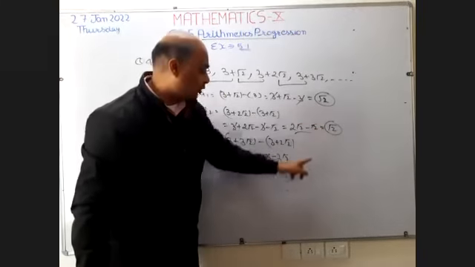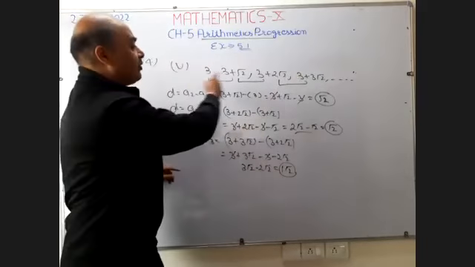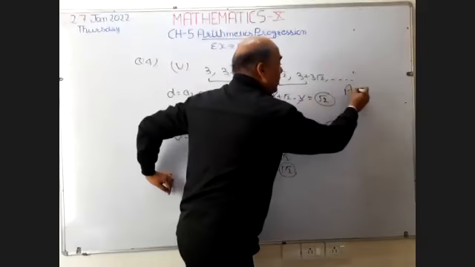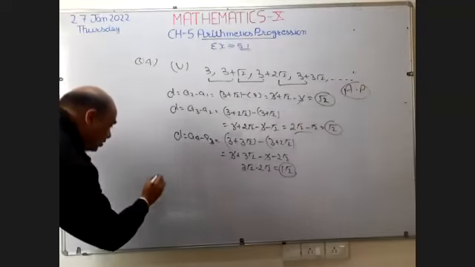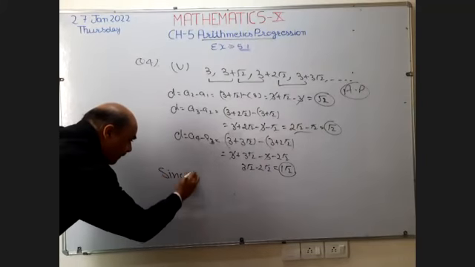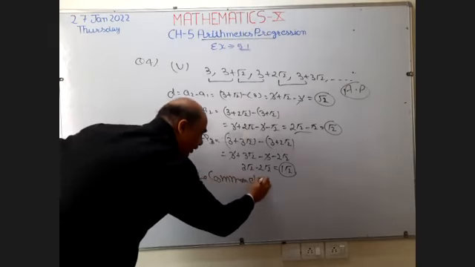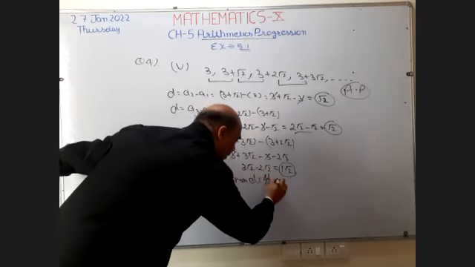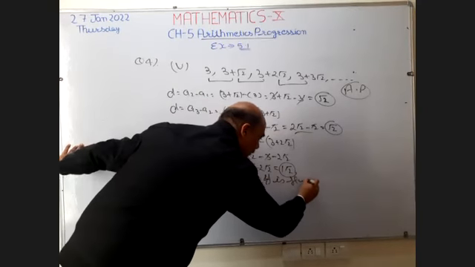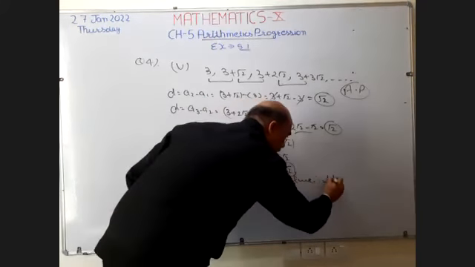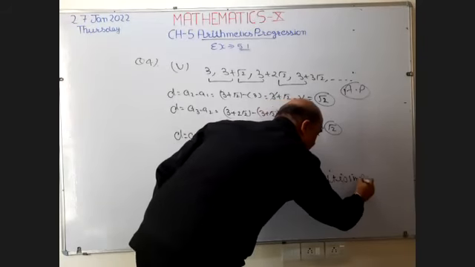Now check: the common difference remains the same. Since the common difference remains the same, therefore the given sequence is in AP. Okay, so write this first: since the common difference is the same, therefore it is in AP.